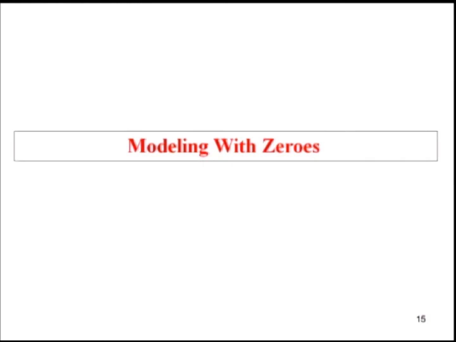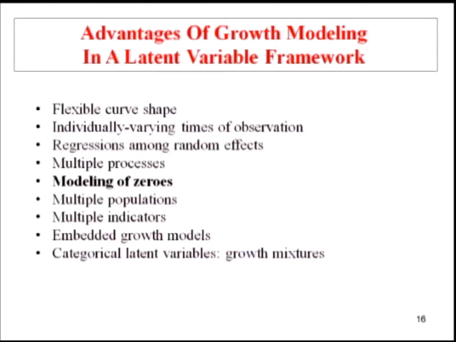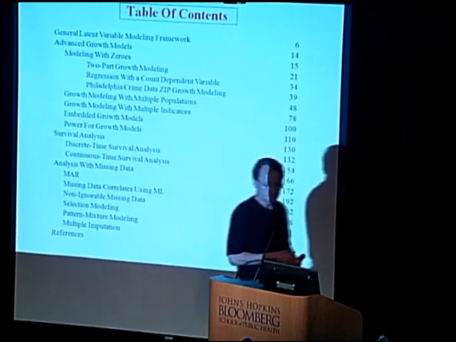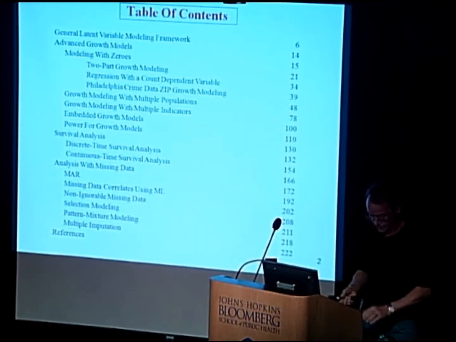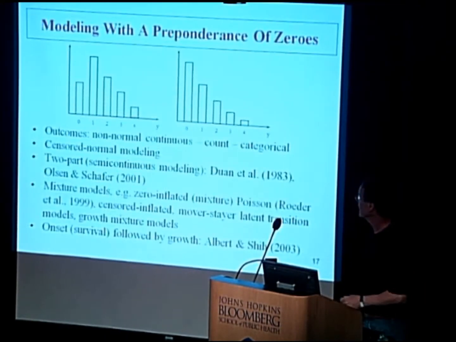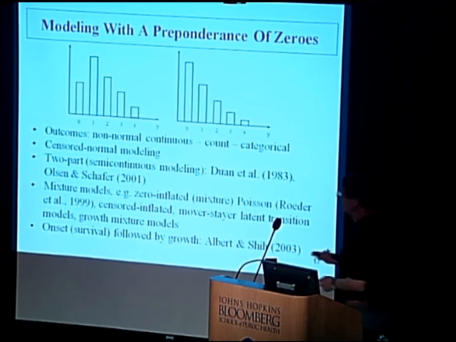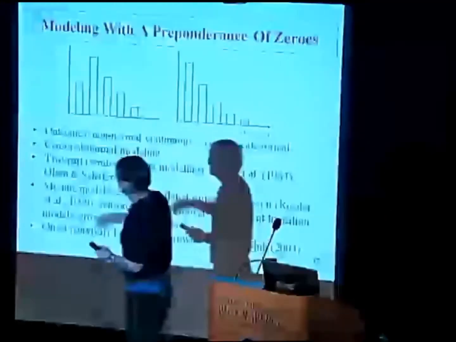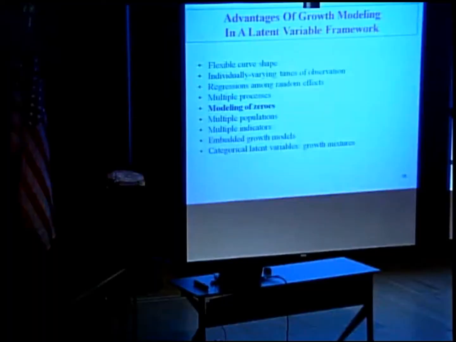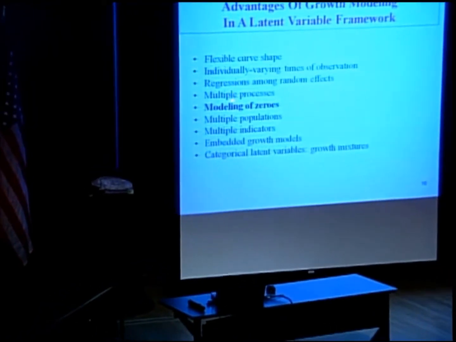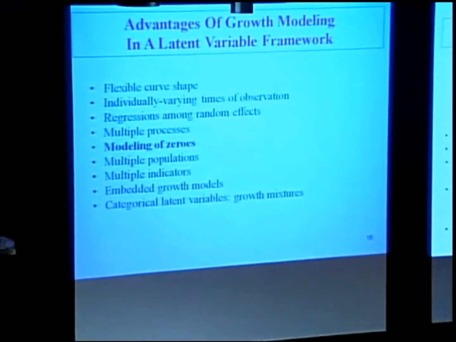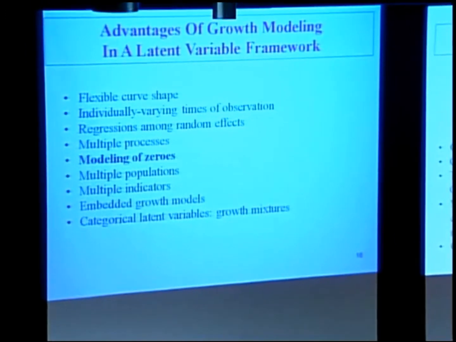This topic, modeling with zeros, which we find on slide 16, an overview. This is our way of orienting you where we are in this sequence of advantages of growth modeling in a latent variable framework. We've worked our way down these bullets, and we're now at the exciting spot of modeling of zeros.